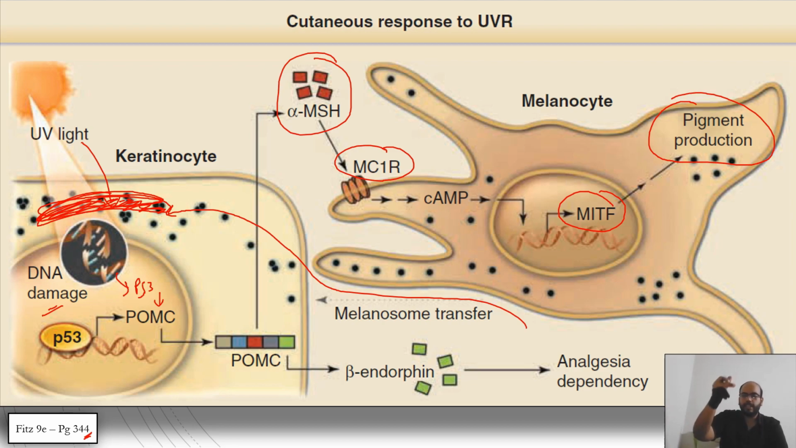UV light to DNA damage to P53, P53 to POMC, POMC to alpha MSH, alpha MSH to melanocortin 1 receptor, melanocortin 1 receptor to MITF, MITF to melanin, melanin to melanosome, melanosome back to keratinocyte. Inside the keratinocyte, the nuclear cap protects from UV light. So now you understand why UV exposure actually leads to formation of the melanin cap and protection from UV light. Now you're getting the concept clearly. Let's move forward.